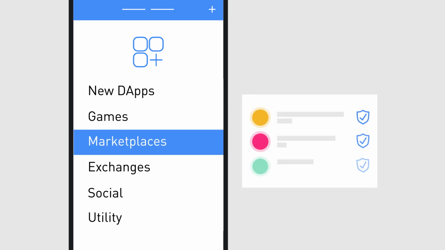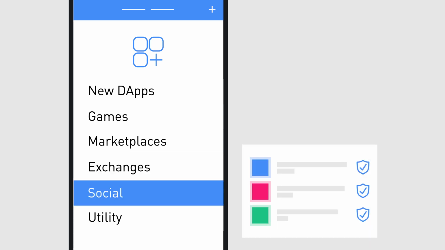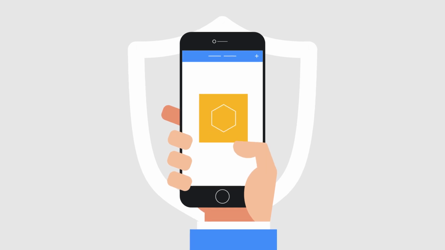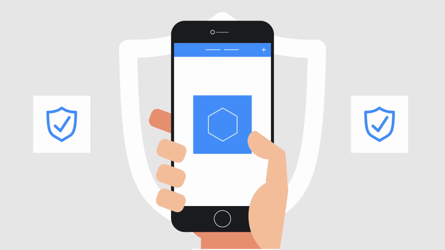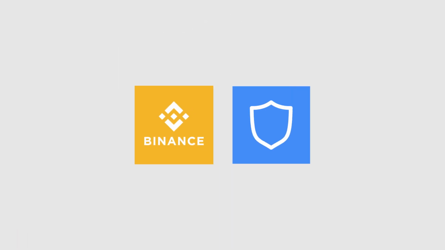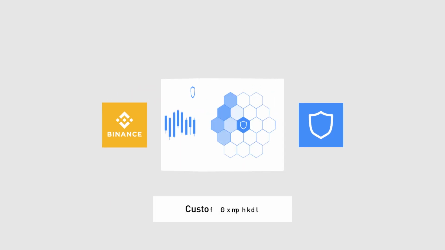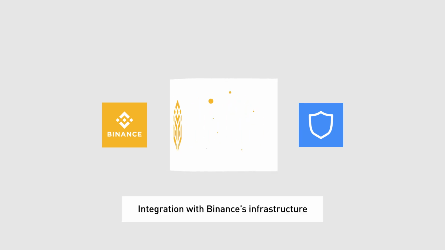Since blockchain is a new and complex technology, you can rely on Trust DApp Marketplace to guide you through it. It is a place for decentralized applications that meet rigorous quality and security standards and are optimized to perform at the highest level. Together with Binance, Trust Wallet is working on exciting new features, including market monitoring, custom networks, test networks, a native DEX, and a deep integration with Binance's infrastructure.